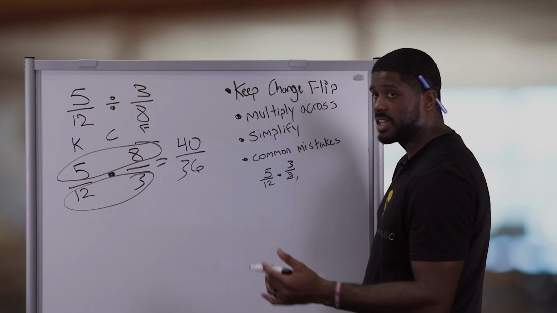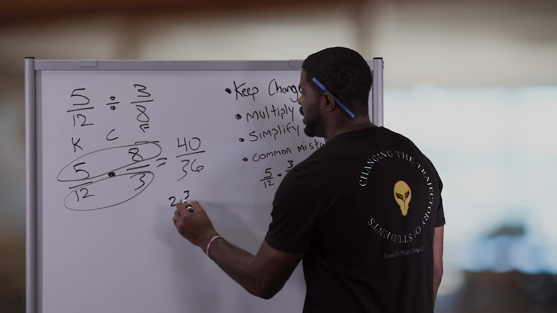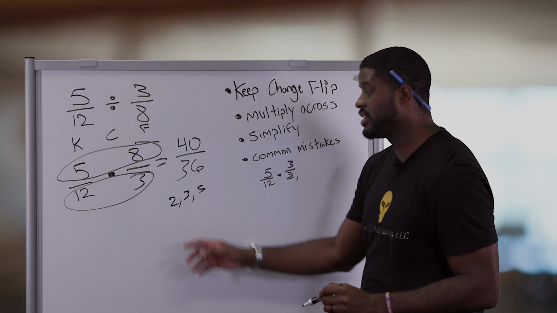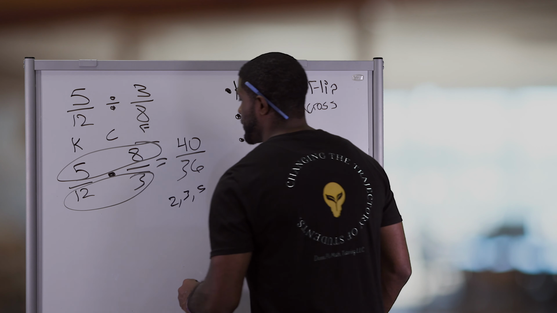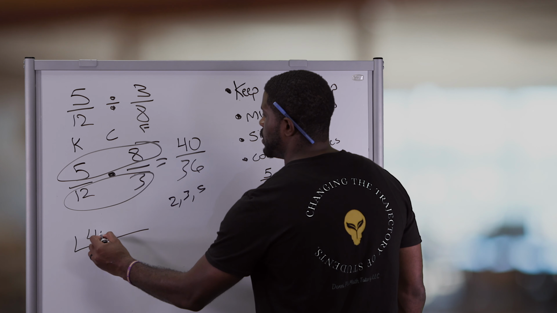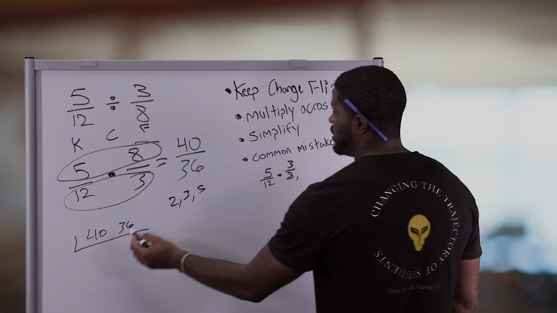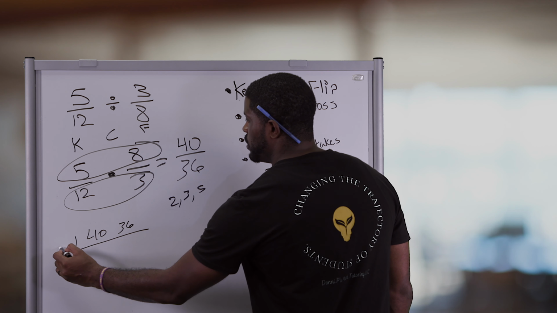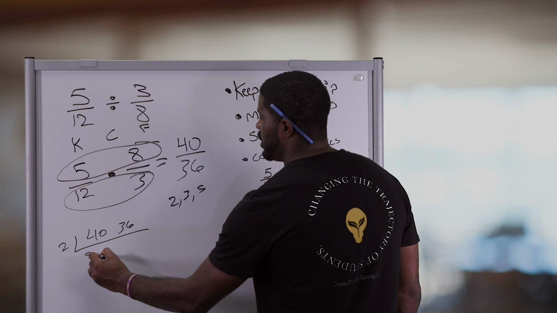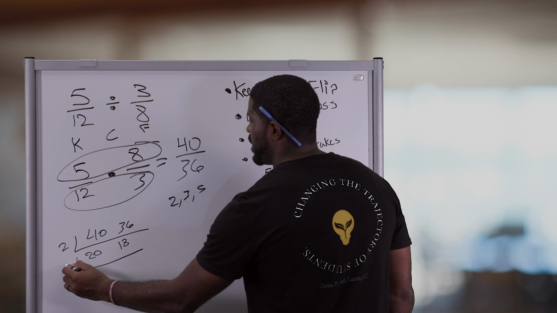We can easily break down the fraction by dividing by 2, 3, or 5. Okay? So I'm going to go ahead and divide my fraction here. 40 over 36, I can easily divide by 2. That gives me 20 over 18.